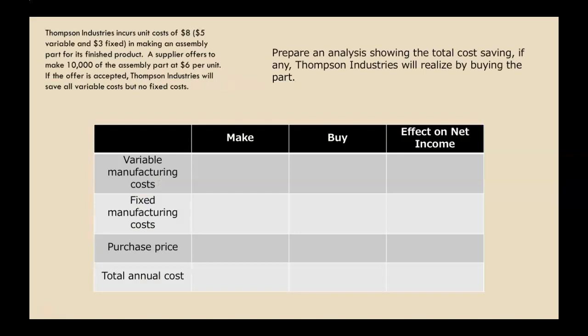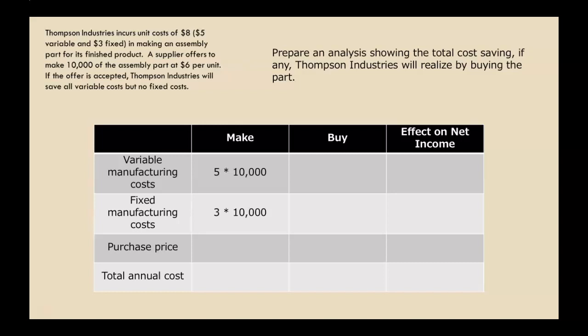And we want to talk about total cost savings. So we're going to just look at the different cost pieces that we have here in this situation, right? We have variable manufacturing costs, fixed manufacturing costs, and our purchase price. So let's focus just on the make column right now. So if we make this assembly part, what kind of costs are we looking at? Well, we have variable and fixed, right?